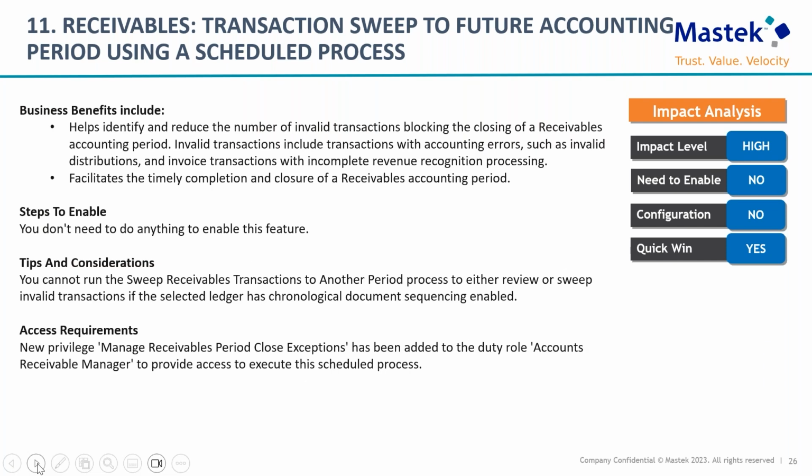This helps to timely close the receivables accounting period. And if the ledger is enabled for chronological document sequencing, then in that case we cannot run the sweep receivables transaction process. And the manage receivables period close exceptions privilege is now added to the accounts receivables manager role.